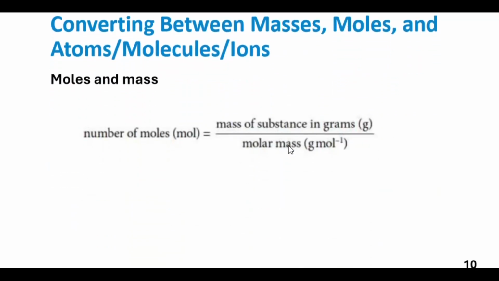Okay, so we're going deeper into the calculation now. We want to see how we can move between masses, moles, and number of atoms or number of molecules or number of ions in a substance. So we start with this relationship. Number of moles equals mass of substance in grams divided by the molar mass of the substance.